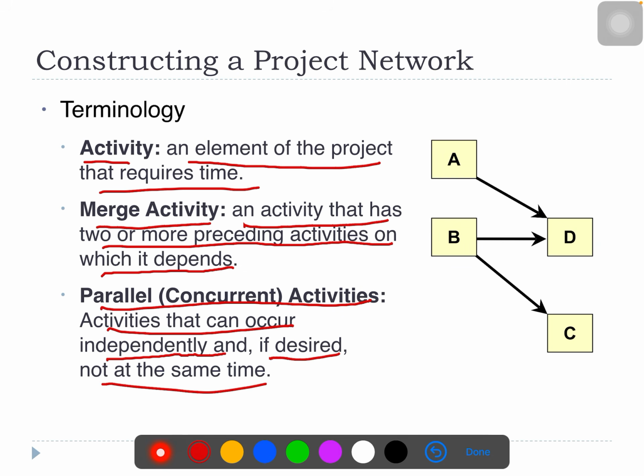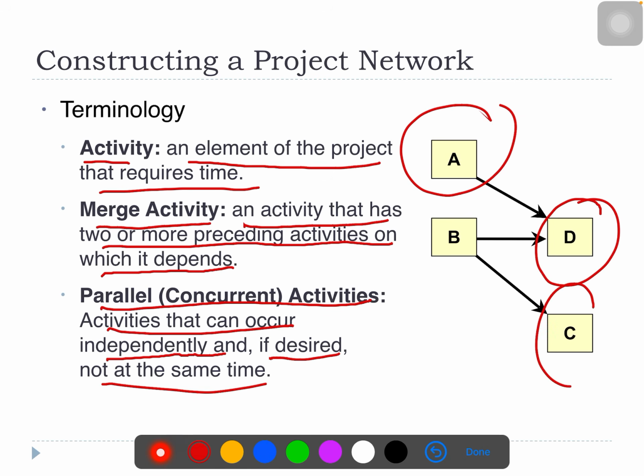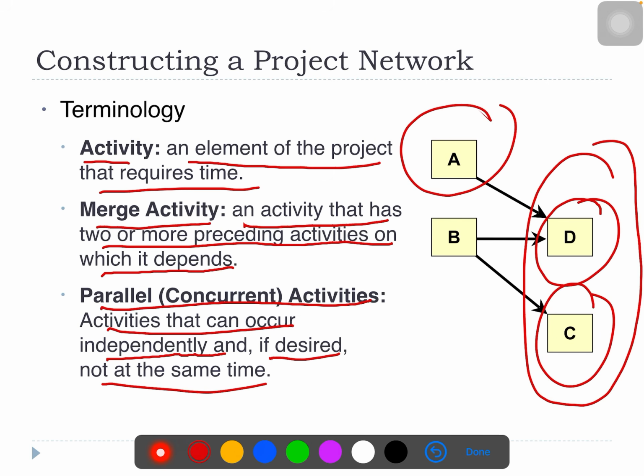Okay, so this is an example of a merge activity, meaning it is an activity that has two or more preceding activities on which it depends. Okay, so D and C is a merge activity where it depends on B before it can start, and the parallel activity example is D and C as well.